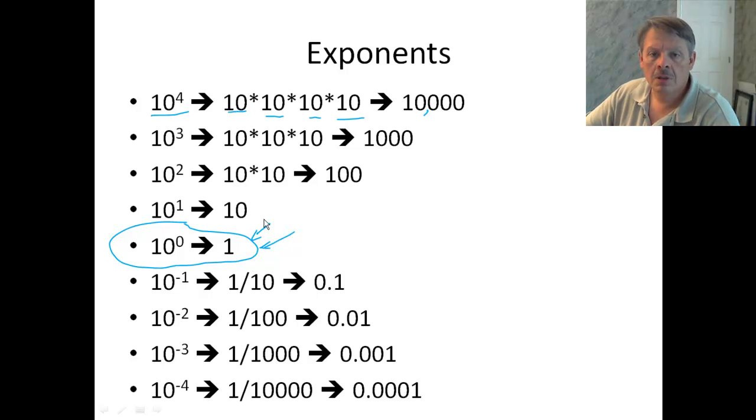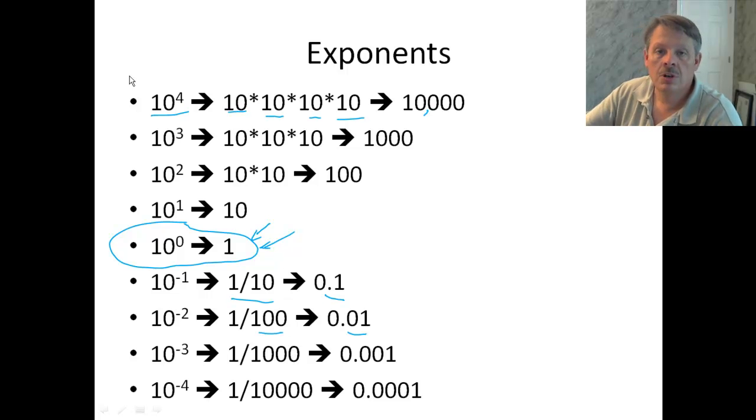Okay? 10 to the minus 1 is 1/10, 1 over 10, which is 0.1. 10 to the minus 2 is 1 over 100, or 0.01. 10 to the minus 3 is 1 over 1,000, etc. So you're seeing a pattern, right?